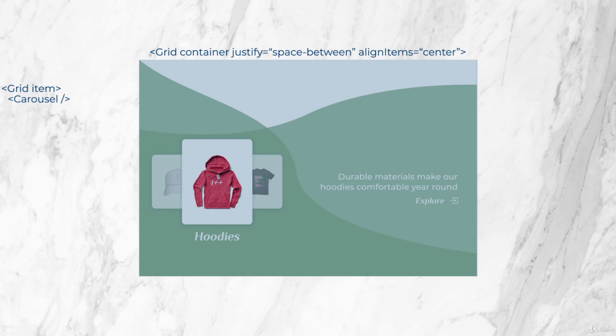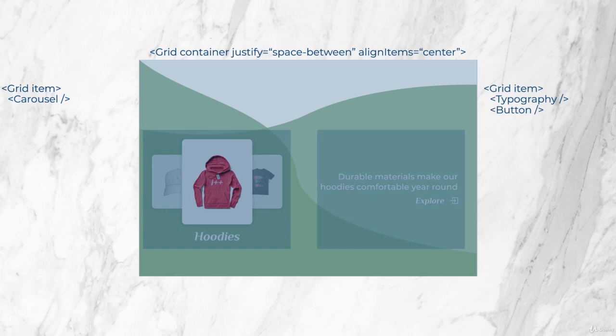wrap the carousel component that we'll actually get from a third-party library. So that will represent our left-hand side, and on the right-hand side, we'll simply have a grid item wrapping a typography and a button component to take care of our description and the Explore button. Then inside of our carousel, what we'll actually do is we'll pass in a grid container of a direction of column representing one of the individual slides.